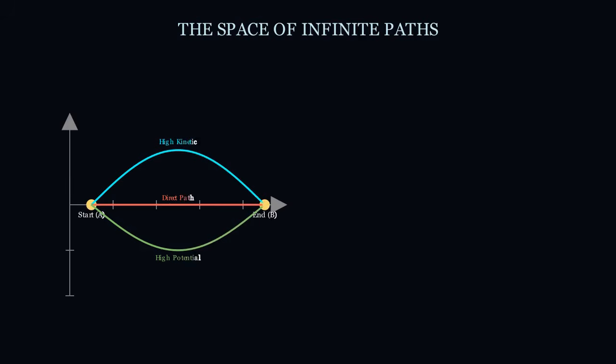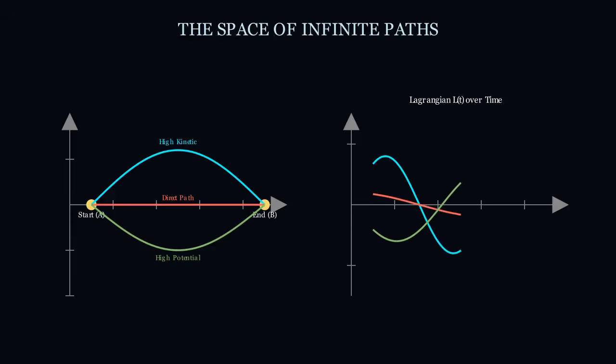There are infinite theoretical paths the system could take between these two points. For each path, we can calculate the value of the Lagrangian at every instant. Some paths require rapid acceleration through high potential zones, while others linger in high kinetic zones. If we plot these values over time, we get a unique curve for each possible trajectory. But how do we mathematically compare these infinite potential curves to identify the one path that physical reality actually selects?